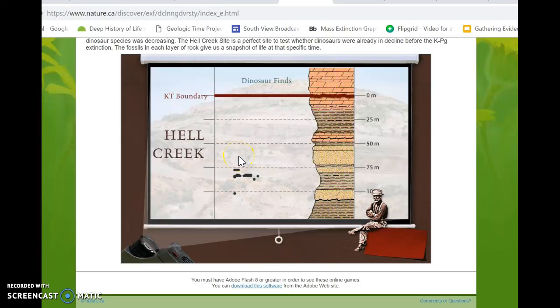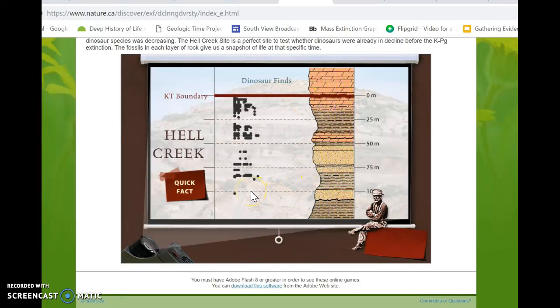And the dots represent all the fossils that were found in each particular layer. So again, the bottom layer is our oldest one. And as I work my way up towards the KPG boundary, I see more and more fossils. And then there are none above it. I try clicking up here. So again, this is that iridium layer that we looked at a picture of earlier.